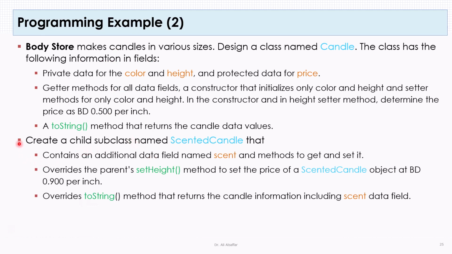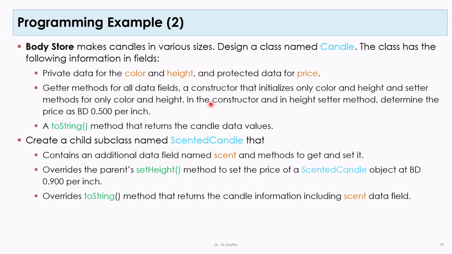In the second part of the problem, we want to create a child subclass named ScentedCandle. Scented candle means a candle with perfume. This is why we are creating a subclass for the scented candle from the Candle class. The ScentedCandle class will contain an additional data field named scent and its get and set methods. Also, this class will override the parent setHeight method to set the price of a scented candle by simply multiplying the height by 0.9 BD.